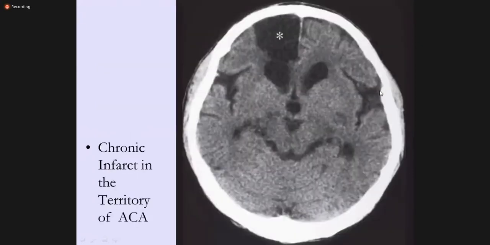Now, I have told you how you can differentiate. Both are hypodense. How you can differentiate whether it is acute or chronic is either with the history, but most of the time, if we lack the history, we go with the radiological findings.